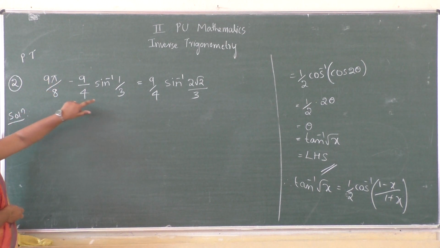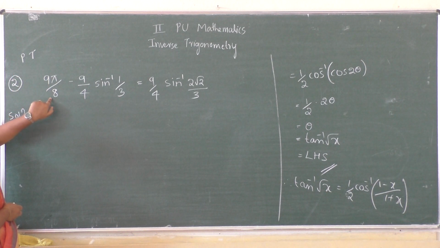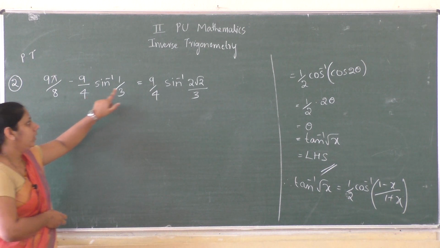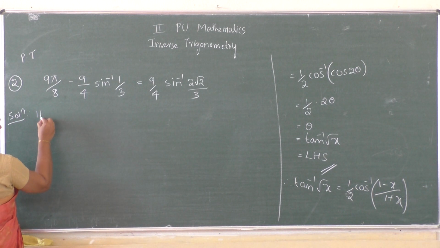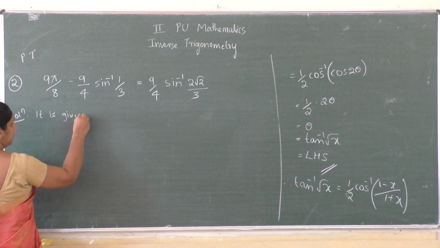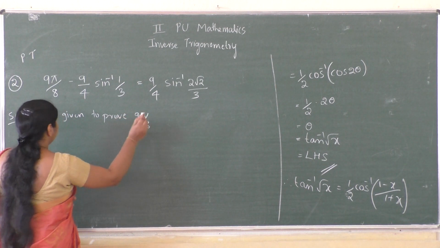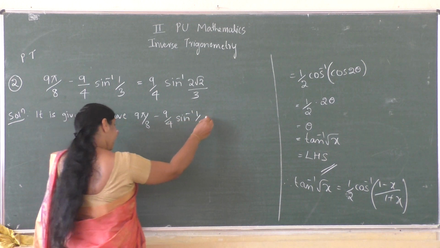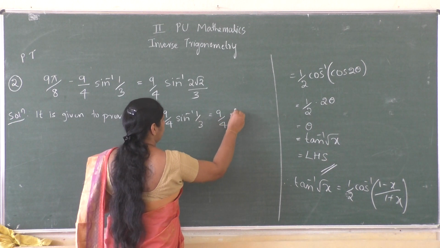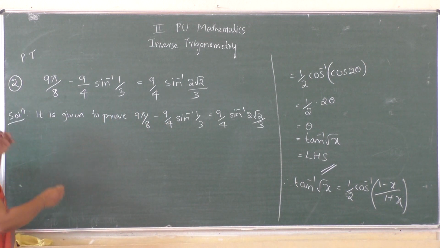See here, in the whole term, can I take 9 by 4 common? Here we have the term 9 by 8. Here we have the term 9 by 4. Here also we have the term 9 by 4. So throughout the question I can take 9 by 4 outside, right? It is given to prove 9 pi by 8 minus 9 by 4 sin inverse 1 by 3 equal to 9 by 4 sin inverse 2 root 2 by 3.